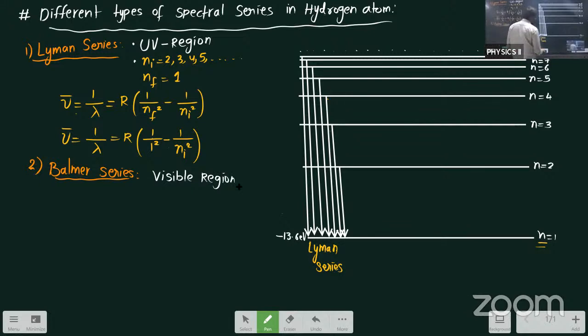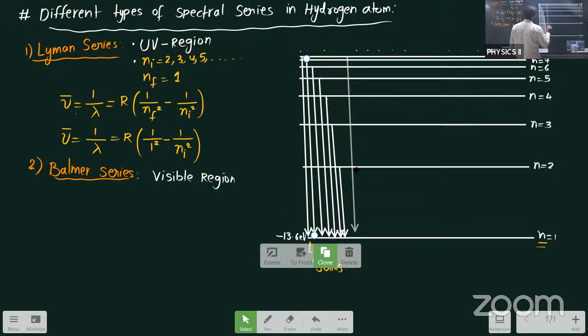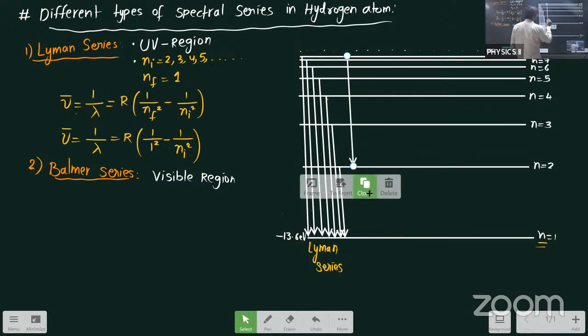So how do we get the Balmer series? We'll be getting the Balmer series whenever an electron jumps from any of the higher levels to n is equal to 2. Any of the higher levels to what? n is equal to 2. Which series will we be getting? We'll be getting Balmer series. So something like this. Any of the higher levels to n is equal to 2, we'll be getting Balmer series.